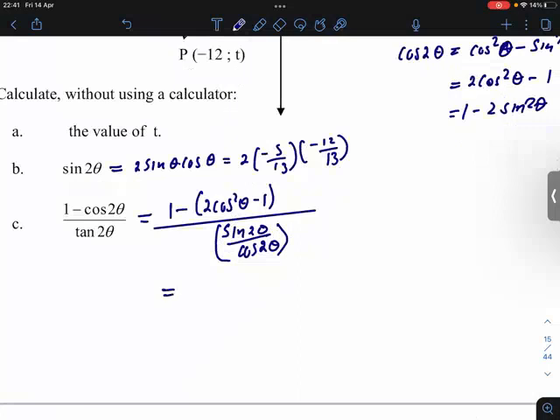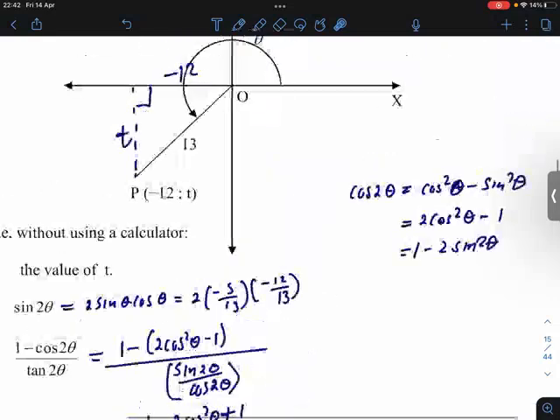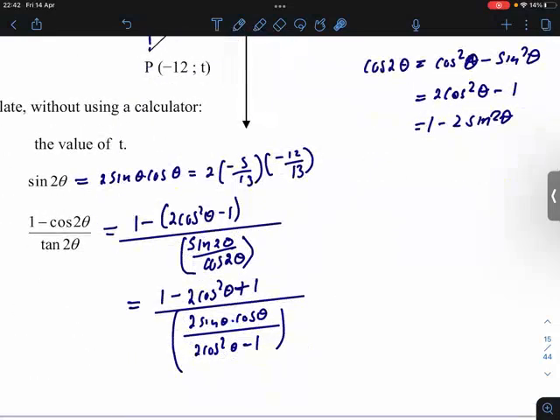Let's leave the top part. That would be 1 minus (2 cos squared theta minus 1), over... and then sine 2 theta is 2 sine theta cos theta over the cos one. I can also still choose the other one, the one that I chose first, 2 cos squared theta minus 1. And then when you are here, you can put all of these values from this triangle here, because you know what sin theta is, cos theta is, and all of those things.